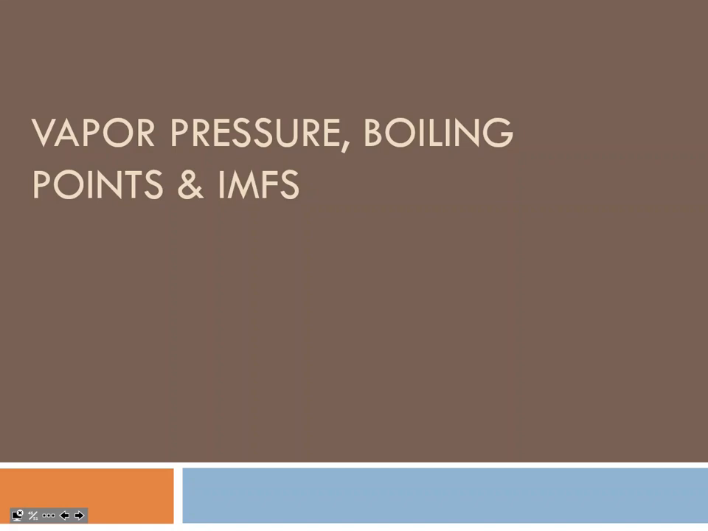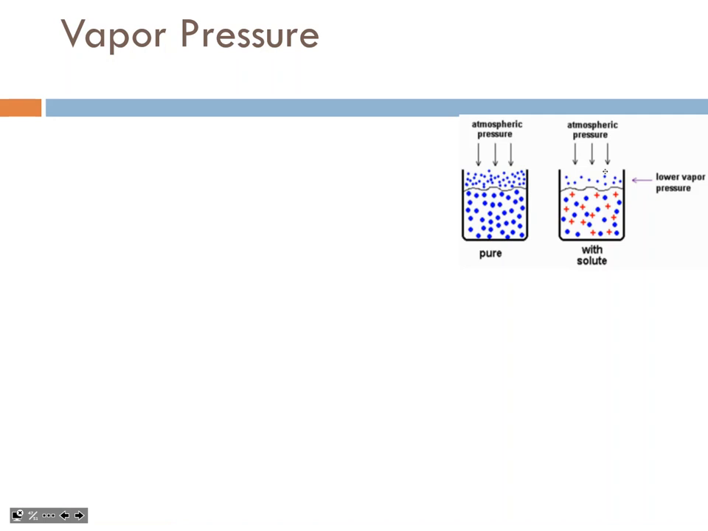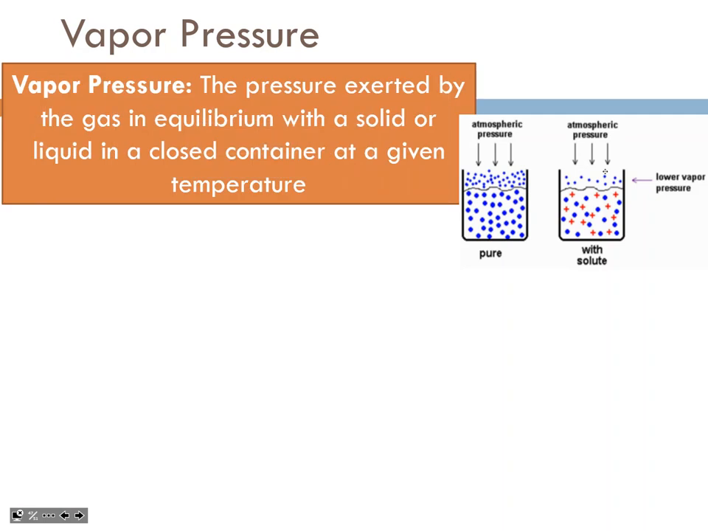Now for the last part: vapor pressure, boiling points, and IMFs. I know you wanted to review those IMFs, those London dispersion forces, dipole, and hydrogen bonds. Actually, we're not going to review all that. We're just going to talk about these properties, vapor pressure and boiling points, and relate them to the strength of the intermolecular forces.